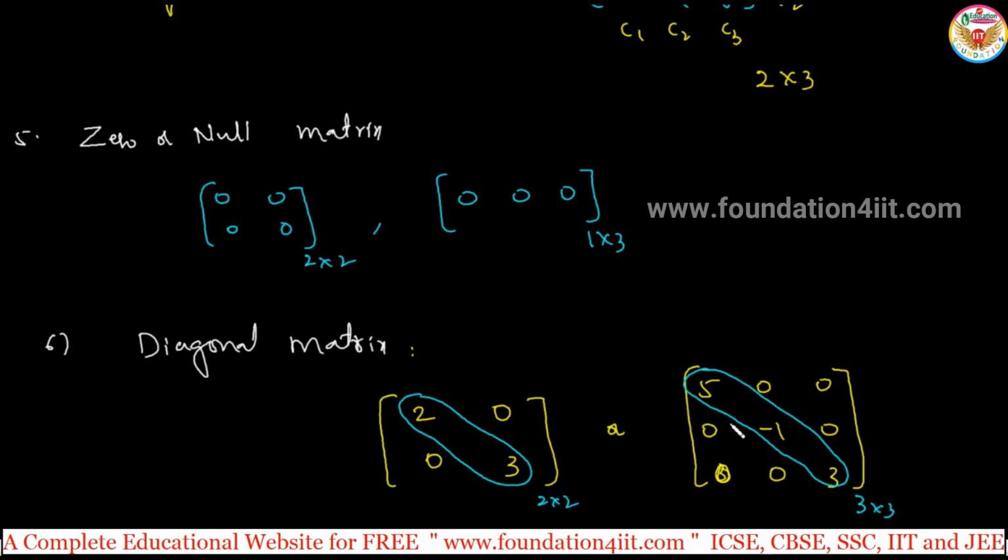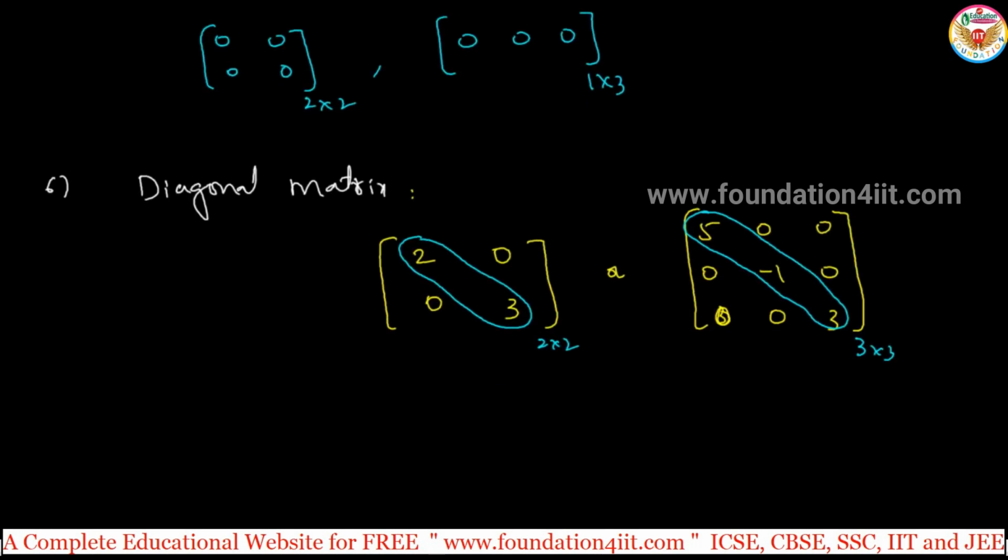A matrix in which all elements are 0 except those on the leading diagonal is called a diagonal matrix. Except those on the diagonal, the remaining elements must be 0. That type of matrix is called a diagonal matrix. Right. Now based on this diagonal matrix, we have one more type, the unit matrix.